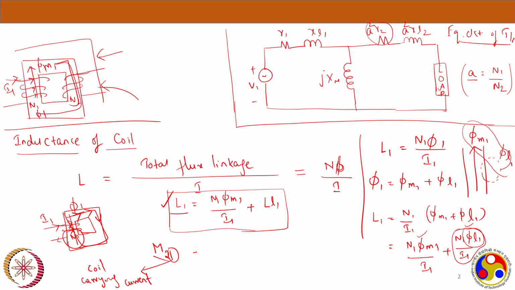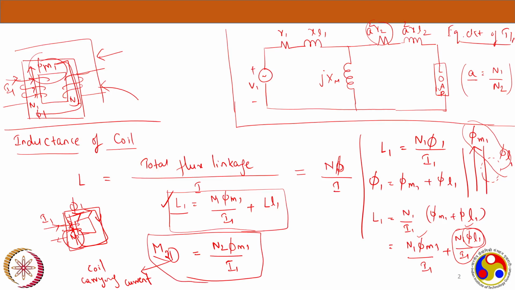Now, mutual inductance is actually N phi by I: turns times flux divided by current. So here the flux is linking with which turns? The secondary winding. So the turns are N2, multiplied by the flux. Which flux is linking with the secondary winding? That is phi M1, the main flux. N2 multiplied by phi M1 divided by the current, which is definitely the current I1 in the coil carrying the current. Now this is the formula for M21, the mutual inductance: N2 phi M1 divided by I1.